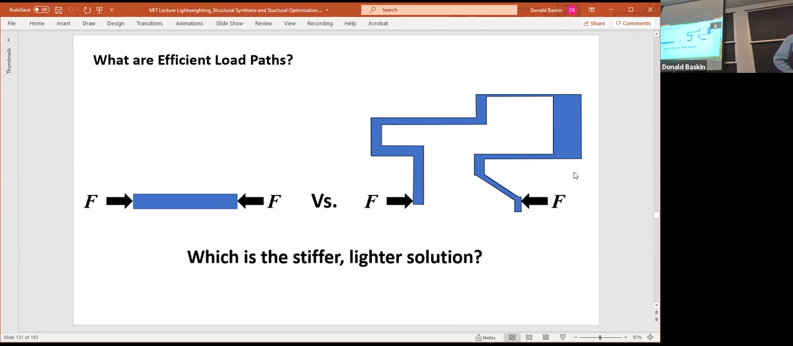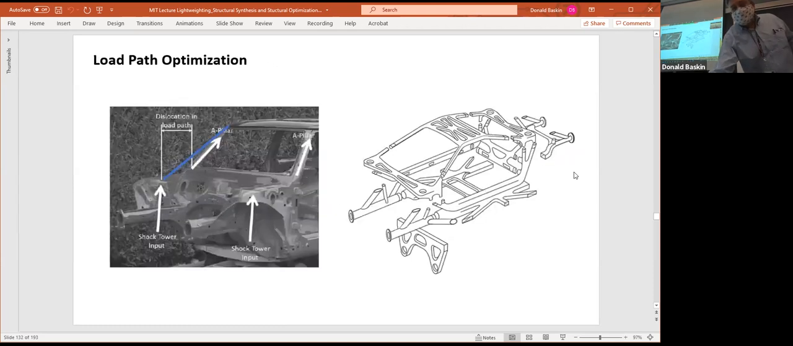If you could define structural efficiency loosely as stiffness or strength normalized by weight, which one of these do you think would have a higher structural efficiency? The one on the right or the one on the left? The one on the left, exactly. All right. This seems very straightforward, but you'd be surprised that there's actually structures out there that you see every day that aren't quite as clean as this.